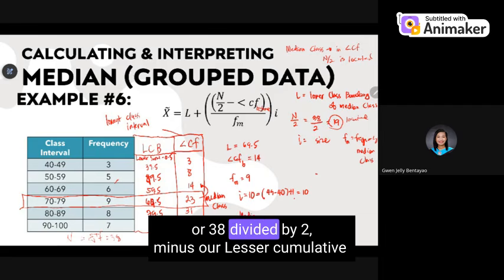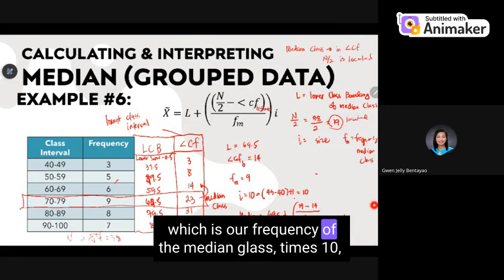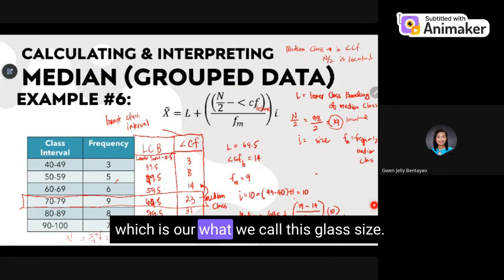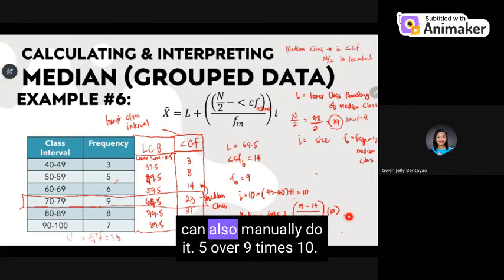We'd say median is equivalent to 69.5 plus 19, because that's our n over 2, or 38 divided by 2, minus our lesser cumulative frequency below or before, divided by our 9, which is our frequency of the median class, times 10, which is what we call the class size. So we can put that one in the calculator. We can also manually do it: 5 over 9 times 10.